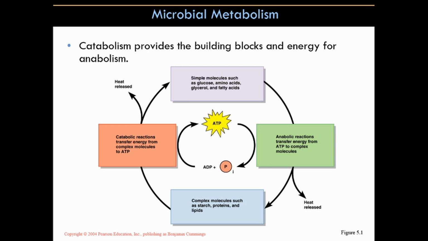The complex molecules are broken down into their simple molecules and so on. So this process is continuous within cells. This is how cells extract energy from compounds or they deposit energy into compounds. And it just keeps going around and around and around. This is our metabolism. So as you see at the top, the catabolism provides the building blocks and energy that's needed for anabolism, so that these compounds can be built up.